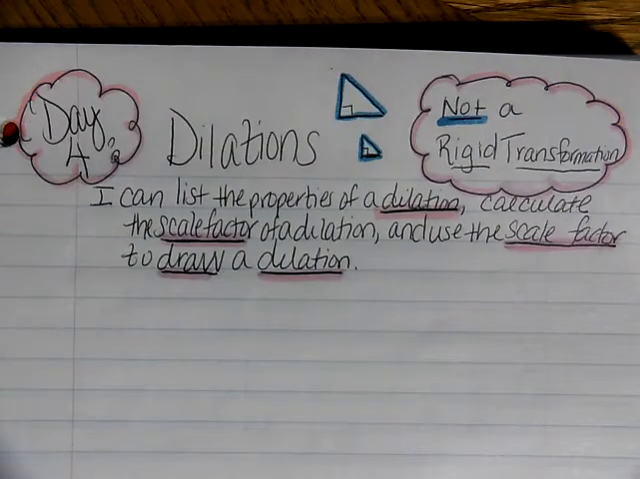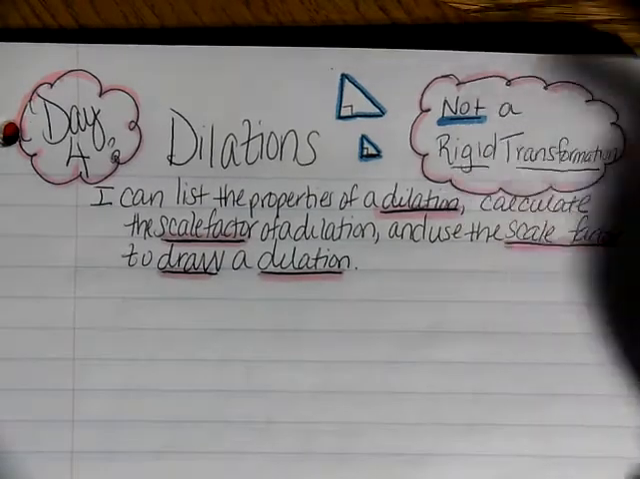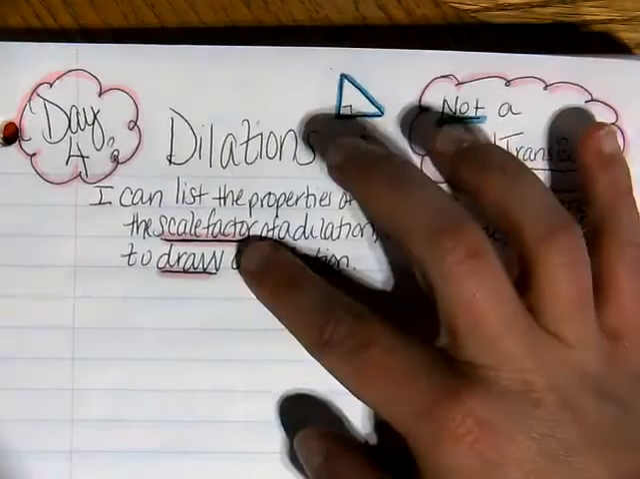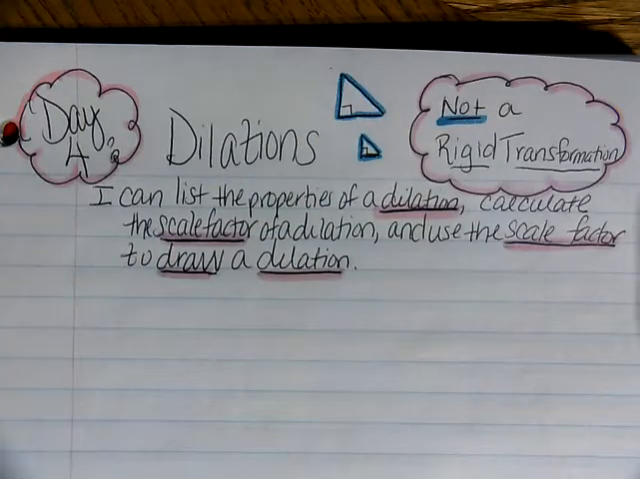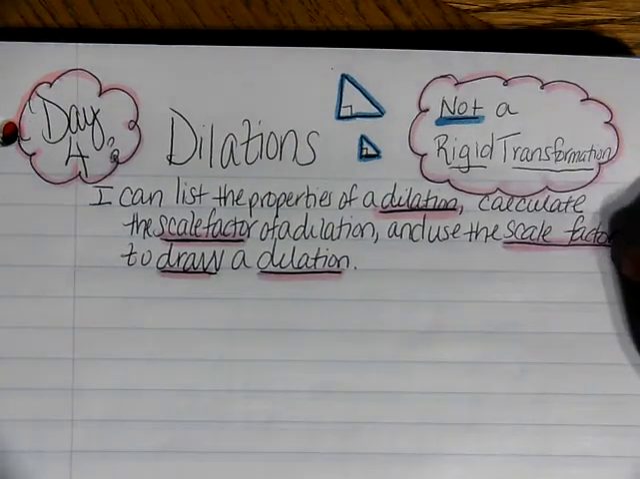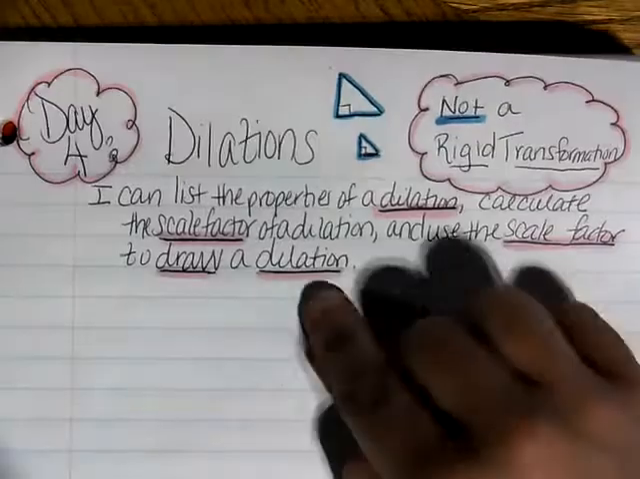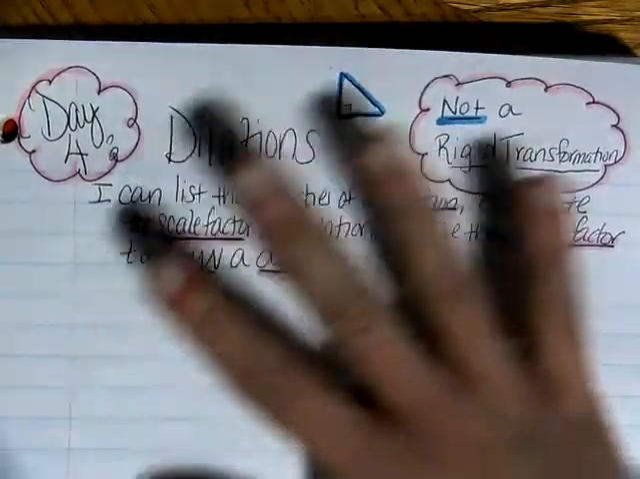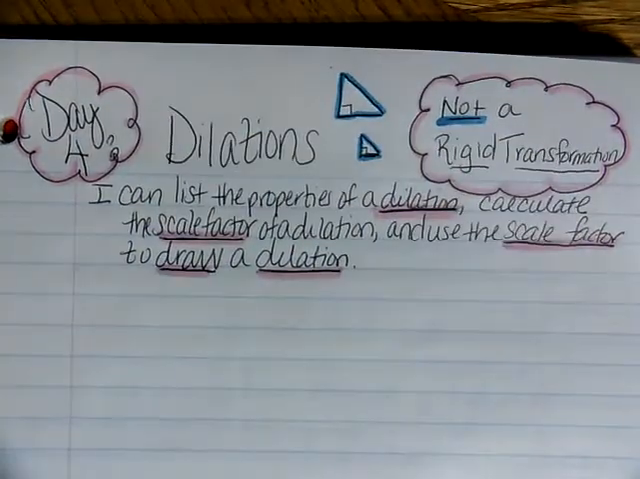Our learning objectives for today are for you to be able to say, I can list the properties of a dilation, calculate the scale factor of a dilation, and use the scale factor to draw a dilation. So these are all of our learning targets for this lesson. As you can see, there are a couple of vocab words: we have dilation and we have scale factor.